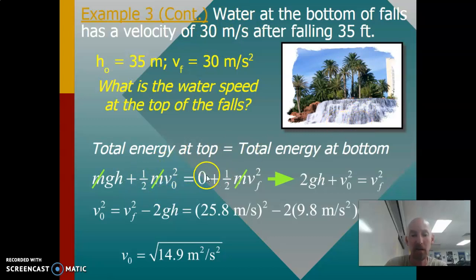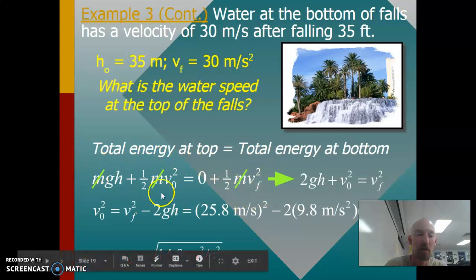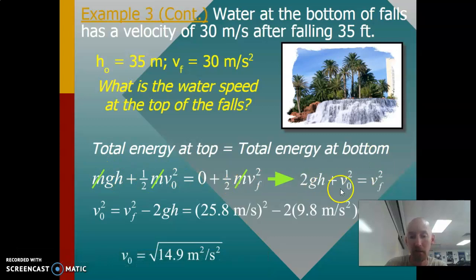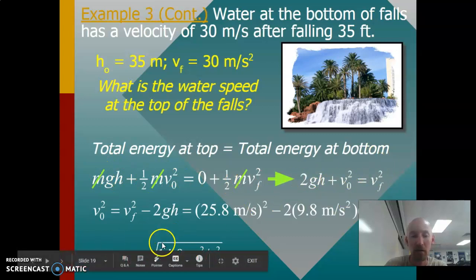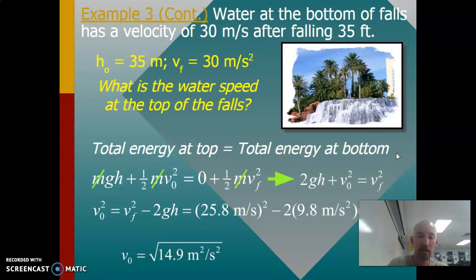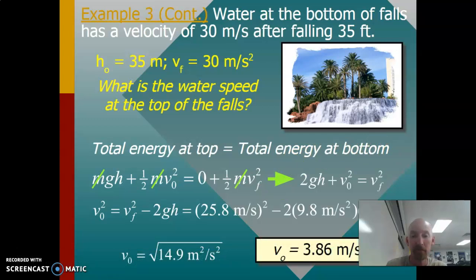When it got down to the bottom, there was no more potential. It was all kinetic at that point. We create this equation, before equals after. All the m's cancel. You get this funky looking thing, and then we can do some mathematics. Math. So there you go.